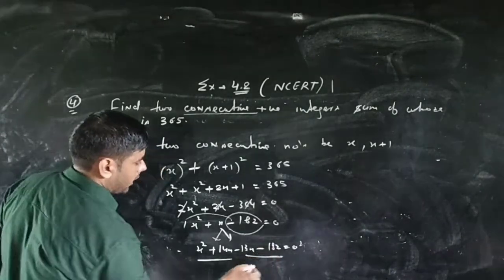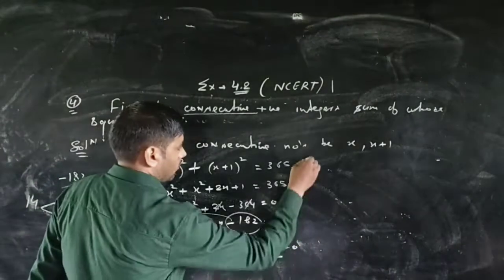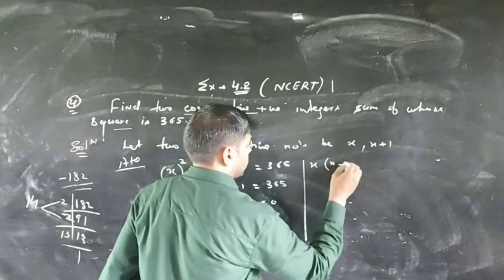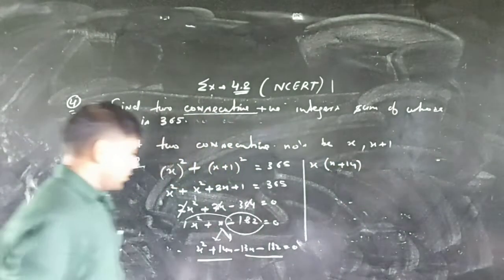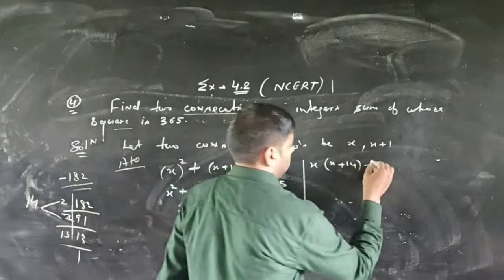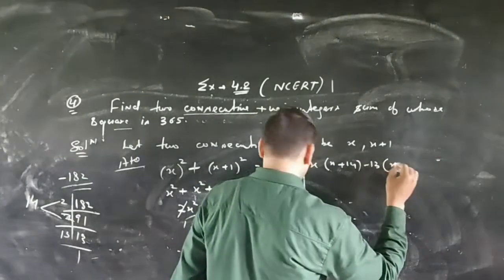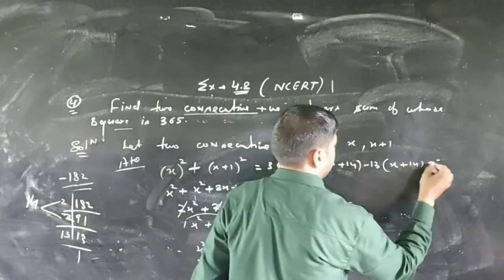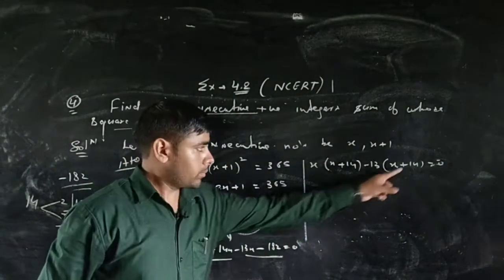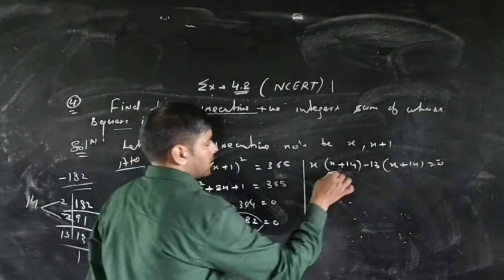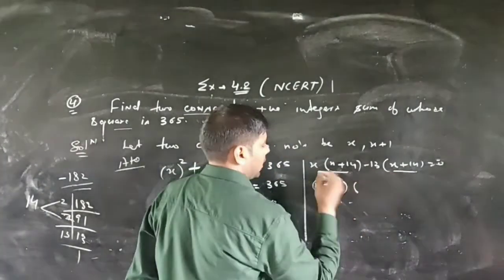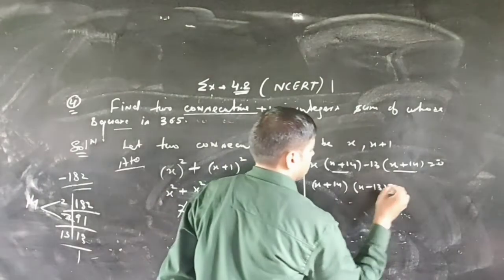From here x is common, from here x is common, x plus 14. From here minus 13 is common, here x plus 14 equal to 0, sign change. Now this is x plus 14 common from here, x plus 14 common, here x minus 13 equal to 0.